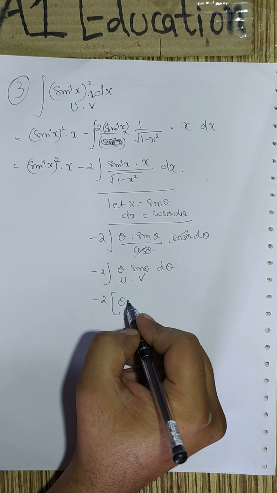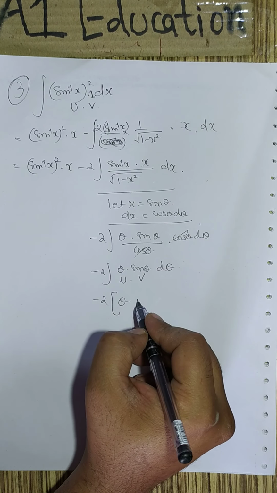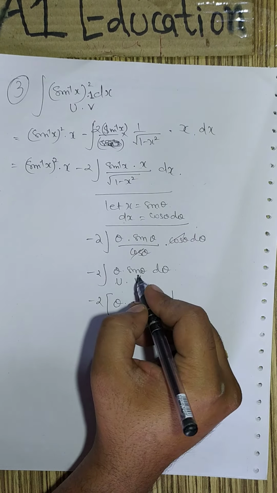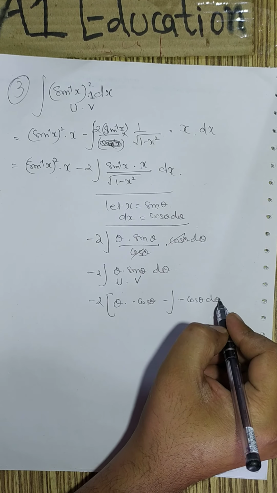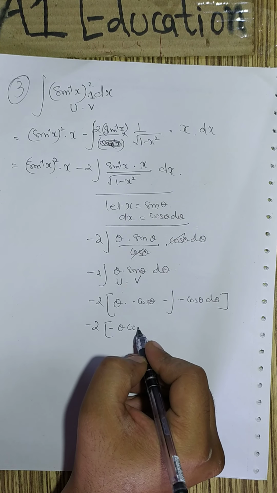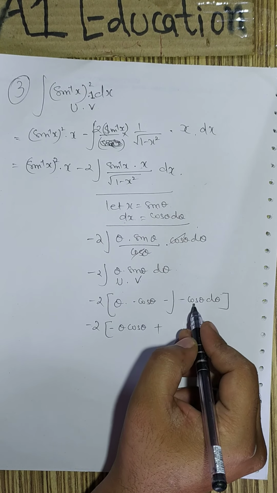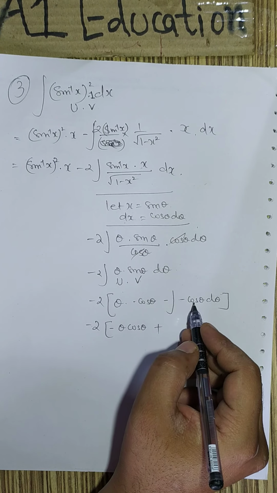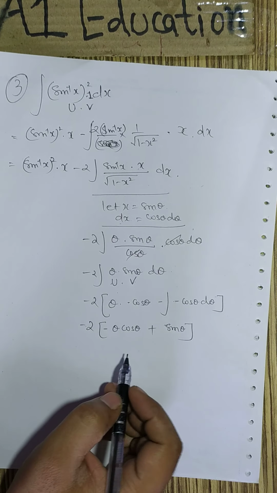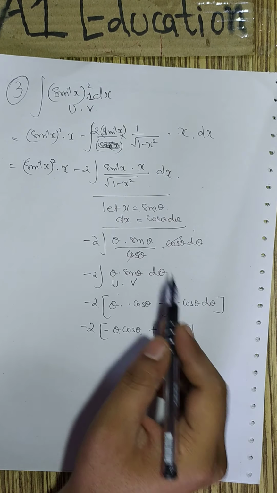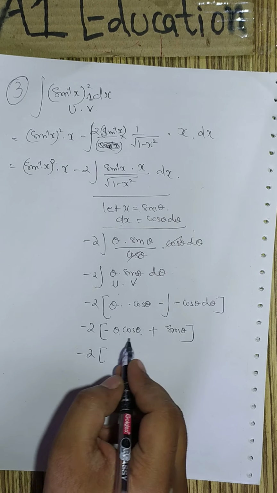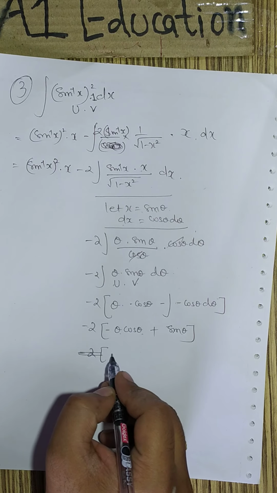So u integration of v, minus cos theta, minus integration of du by dx, that is 1, and integration of v is minus cos theta d theta. Simplifying further, minus theta cos theta, this becomes minus minus plus, integration of cos is sin theta. Now replacing the terms of theta with x and multiplying these two inside will give 2.